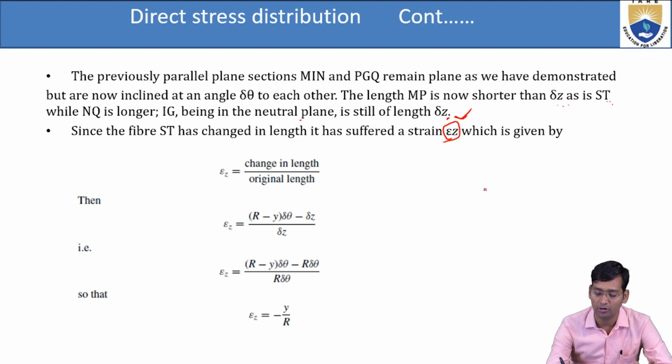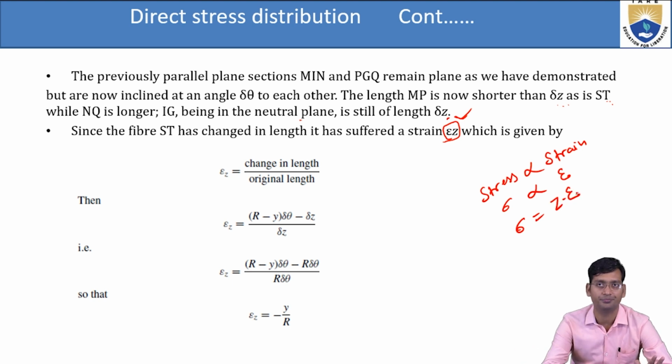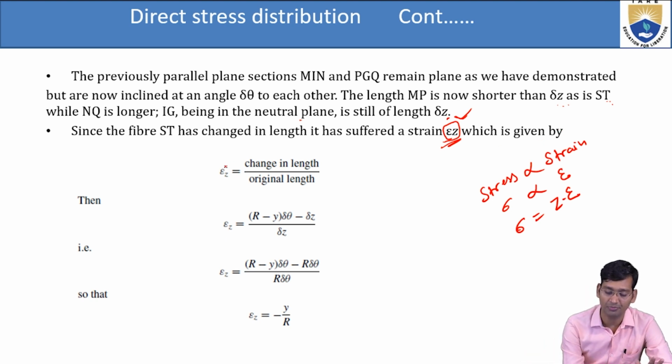According to Hooke's law, the stress is directly proportional to the strain. So stress sigma is directly proportional to epsilon. Now apply the Young's modulus, or modulus of elasticity, so sigma will be equal to E into epsilon. Okay, the fiber suffered a strain epsilon z, which is given by, so this is epsilon z, meaning along the z direction.